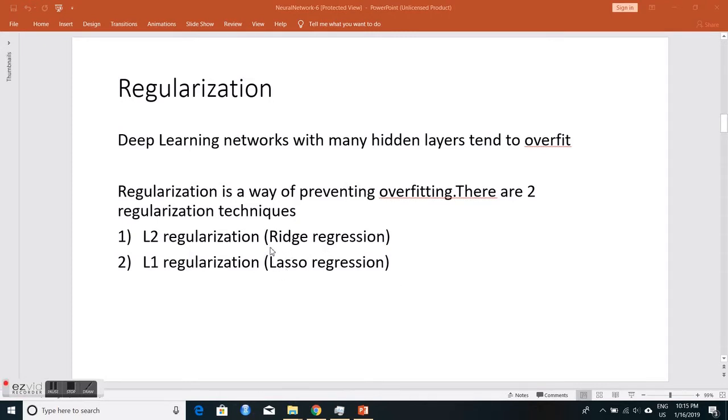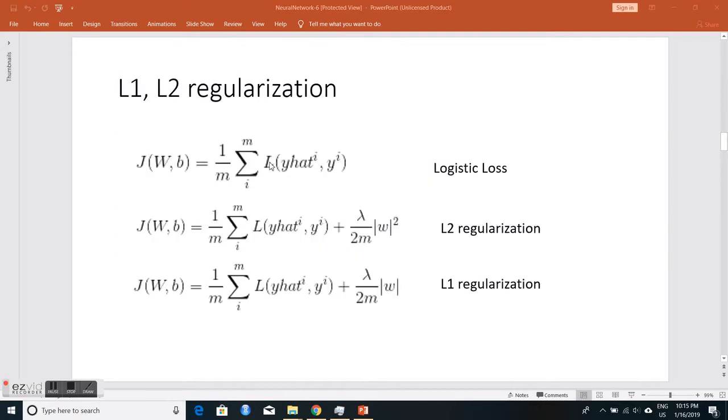Let us look at what these regularizations do and how they prevent overfitting. The logistic loss over m training samples is given as the logistic loss of the estimated value y hat for the ith sample, with the actual value y. If you average all of this over the m training examples, we get the logistic loss. Now, if we want to do L2 regularization, to this logistic loss we add the term lambda by 2m times the modulus of w, the whole squared, where lambda is known as the regularization parameter. This is known as L2 regularization. If we add the term lambda by 2m times the modulus of w, then it is called L1 regularization.